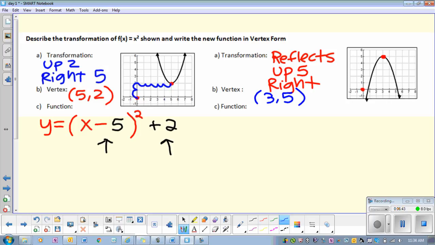So now let's write this function. Y equals, what do I need? Negative. And then set up your x minus, with a square, 3, since it went right. Right 3, so then 3, and then plus 5. If that was left 3, then I would have to put a plus 3, because minus minus is plus. Okay, good.